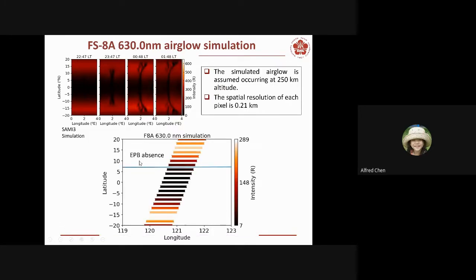So without the EPB, this is the observation, the density we can observe from the DIAT. But if EPB exists, the density will look like this. So with this simulation, we can figure out that the DIAT has the capability to detect the EPB occurrences.